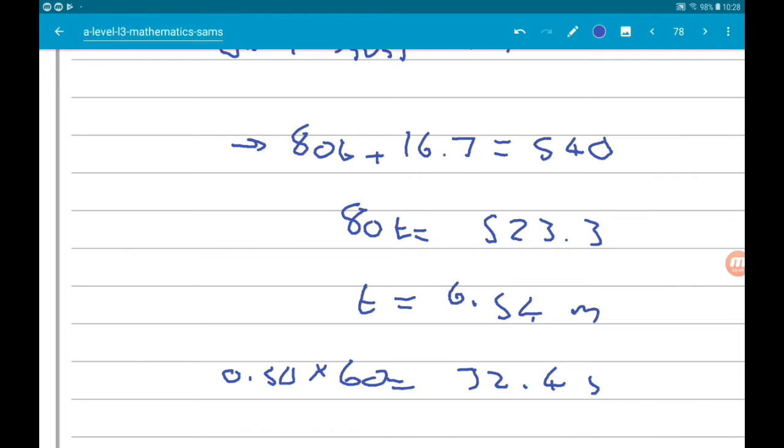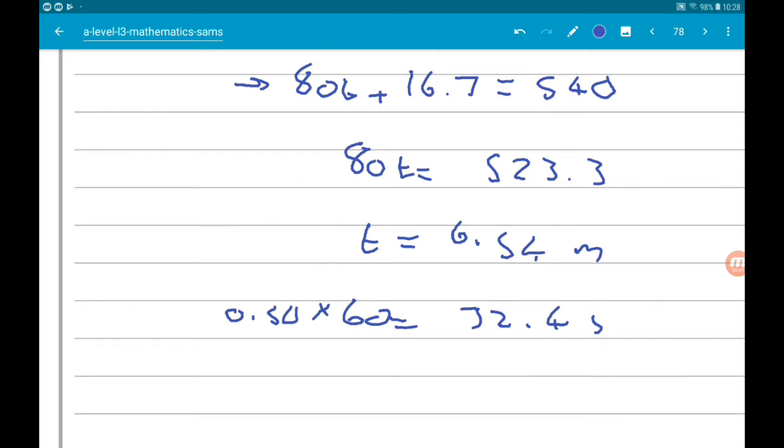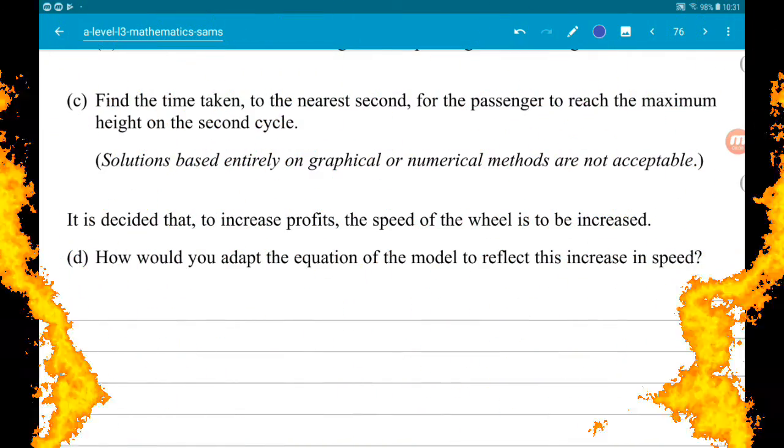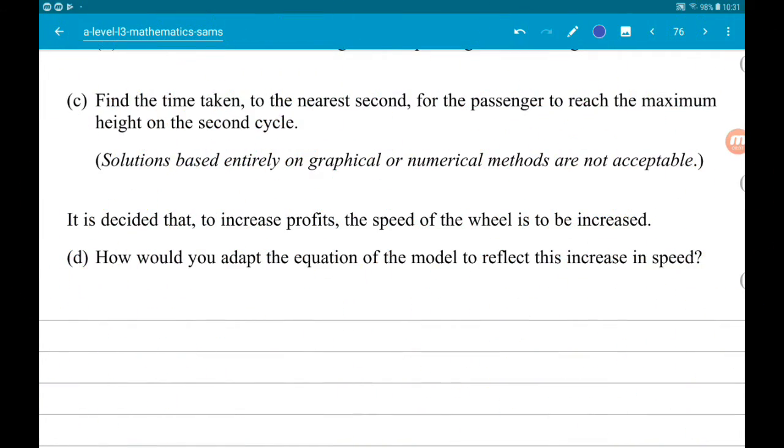So altogether then it's 6 minutes 32 seconds. Okay, then for part D, it is decided that to increase profits, the speed of the wheel is to be increased. We want to answer how would you adapt the equation of the model to reflect this increase in speed.